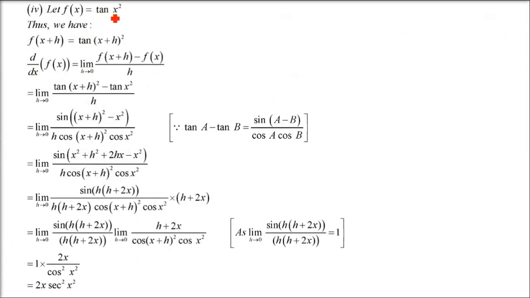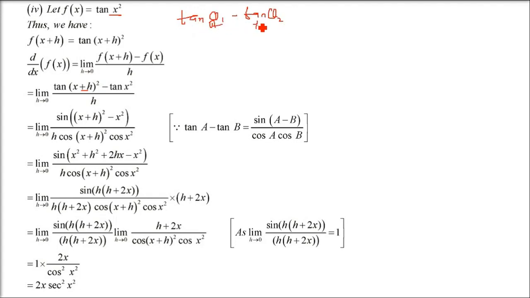Now we have tan x square. Same thing we are going to do: f(x+h) minus f(x) by h. So tan (x+h) whole square minus tan x square by h. Now this we can directly apply the formula, as we have seen just now.